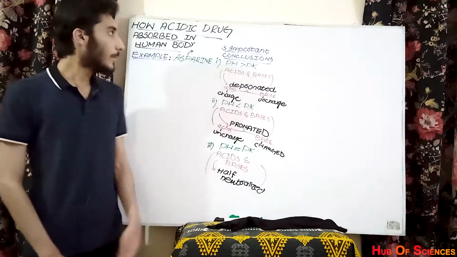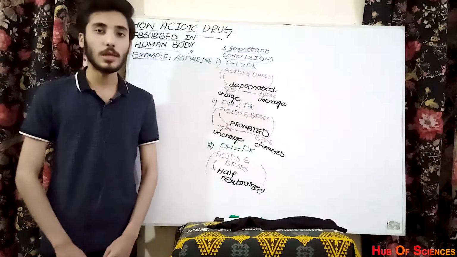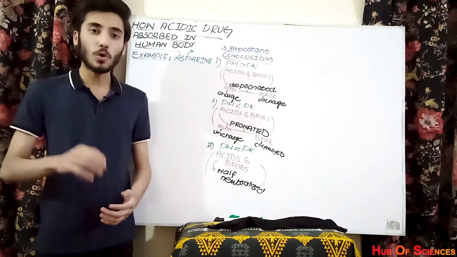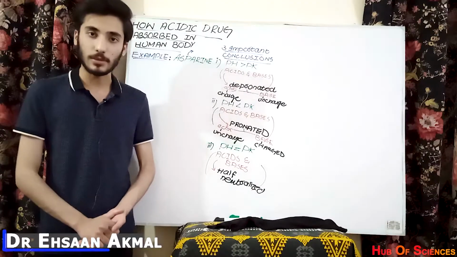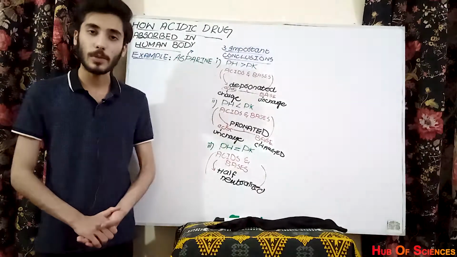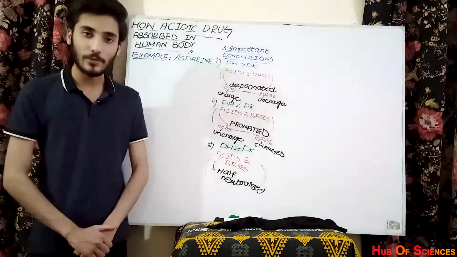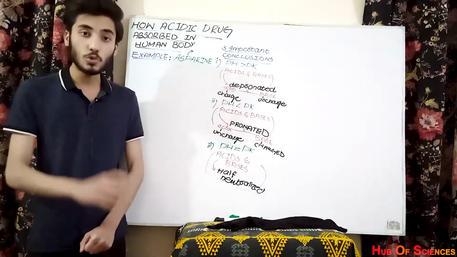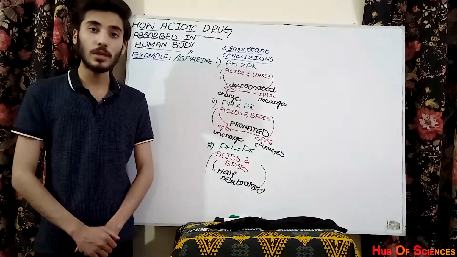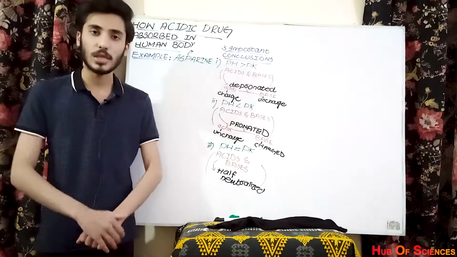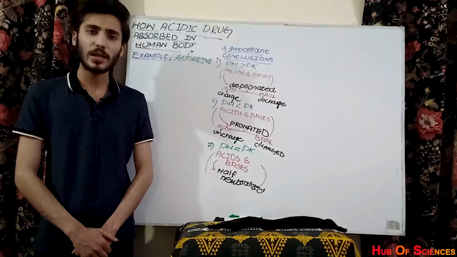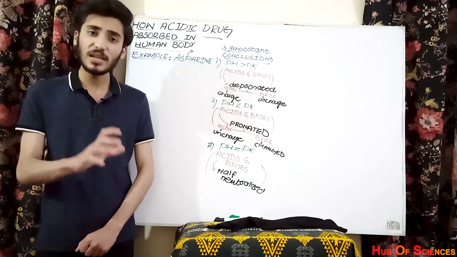So today our topic is about how acidic drugs are absorbed in the human body. When we say acidic drug, it means those drugs whose pH is less than 7, which might be 5, 6, 4, 3, 2, or 1. If the pH is close to 1 or 2, then this is a very strongly acidic drug. If the pH is 5 or 6, then this is a weakly acidic drug, meaning it is acidic in nature but not very acidic.